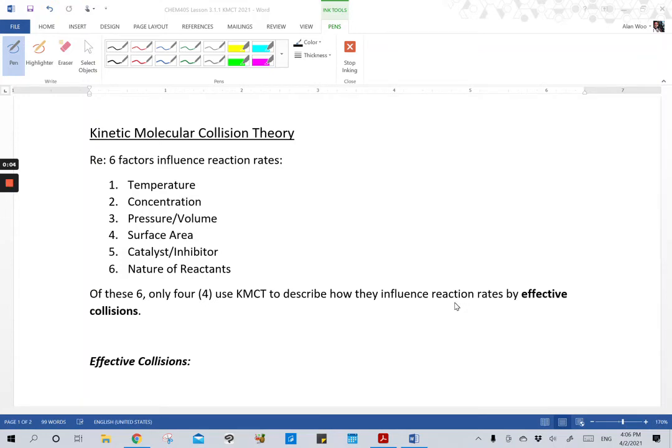Hey there, Captain Squad. In today's class, we're going to talk about kinetic molecular collision theory.